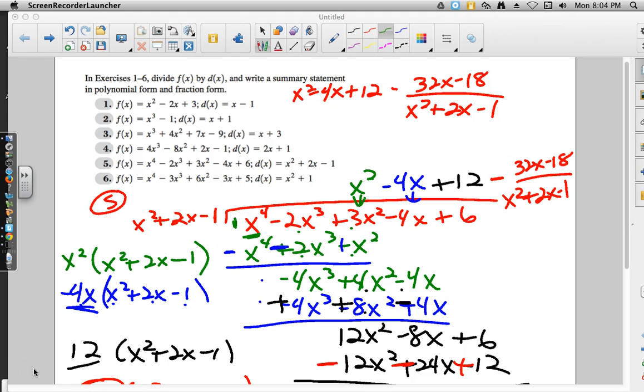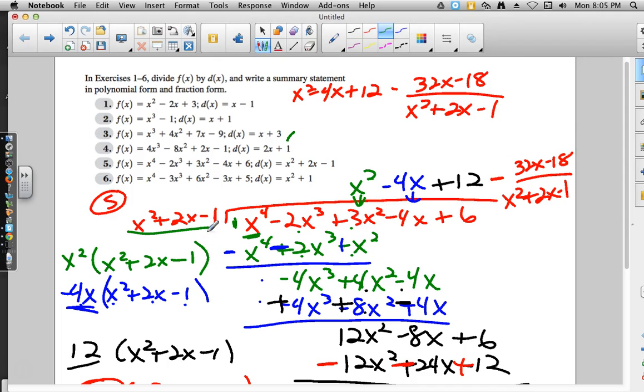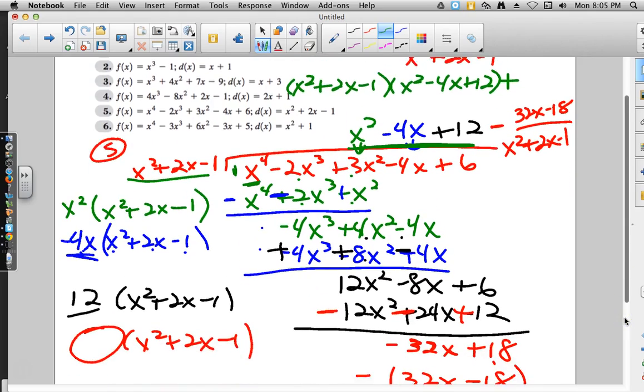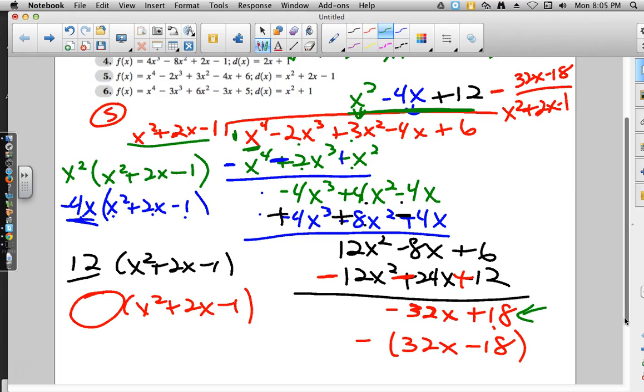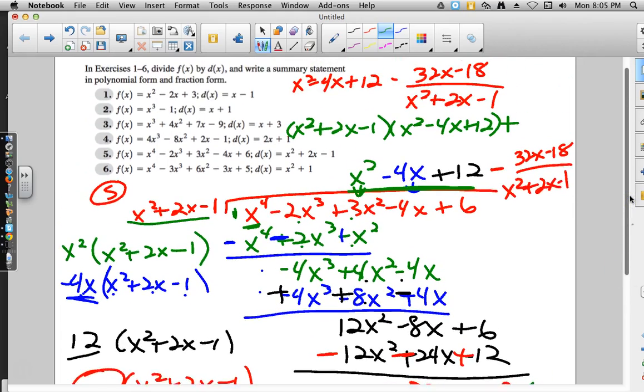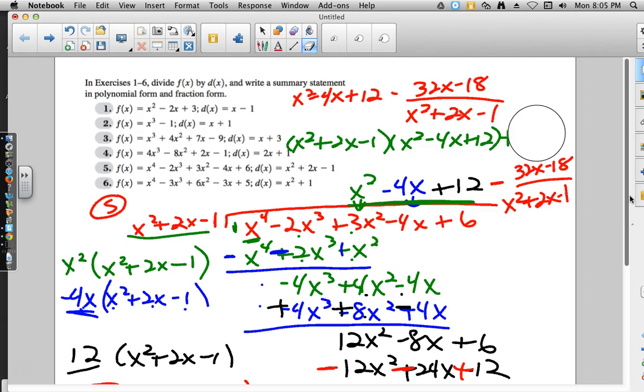All right, so the next piece would be to write this as the polynomial form, which means we're writing it with our remainder. So what that would be is our original divisor, x squared plus 2x minus 1, times our quotient, and then all of that, we would have to go ahead and add our remainder, which we could go back down here and just go ahead and use the negative 32x plus 18. So we could change this to minus 32x plus 18.